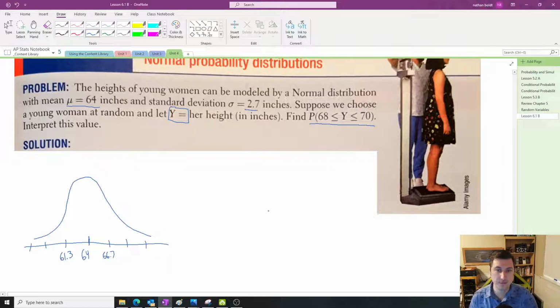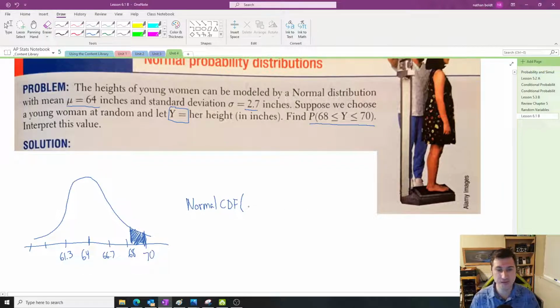We want to find the probability we are between 68 and 70. So somewhere up here is 68, and somewhere over here is 70. We want to find this area right here. And that should look real familiar to you. That is simply a normal CDF. It's been a while since we've done a normal CDF, right? But it should be like riding a bike here.